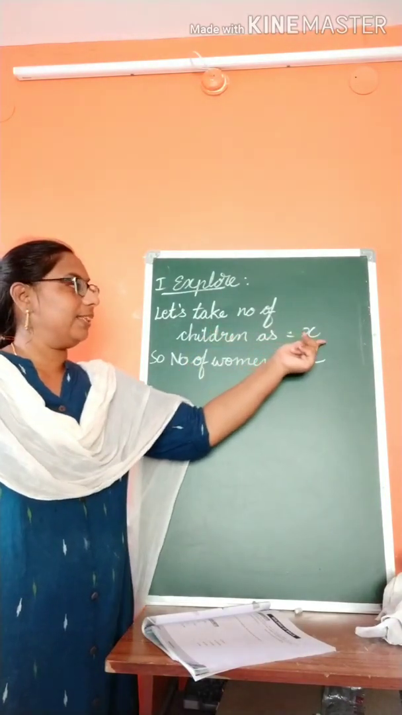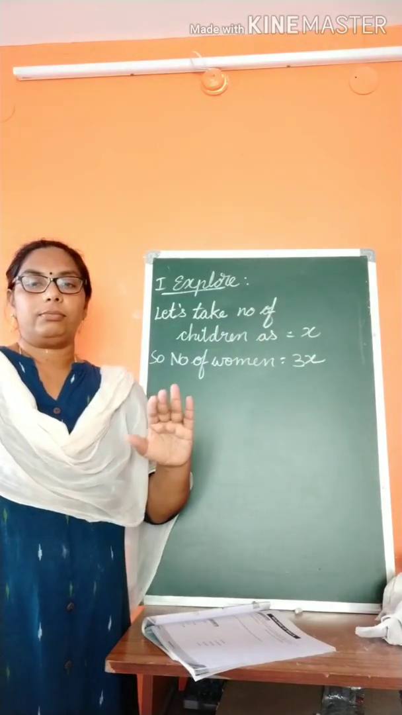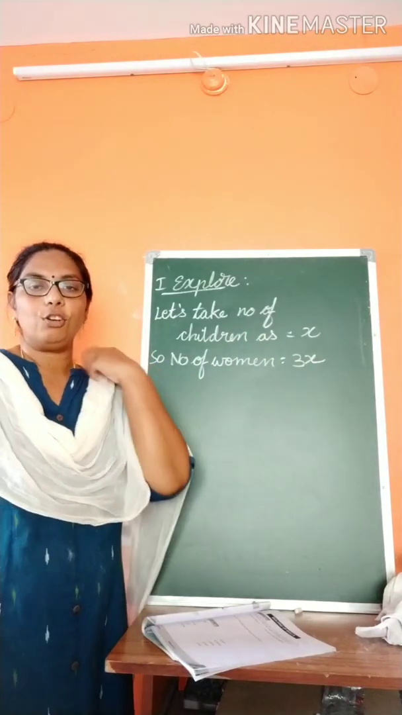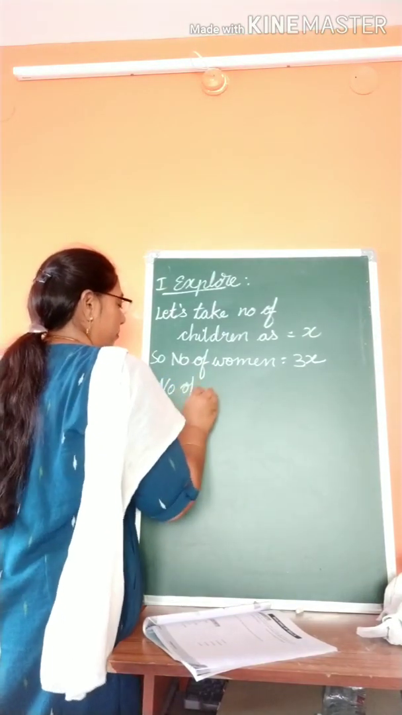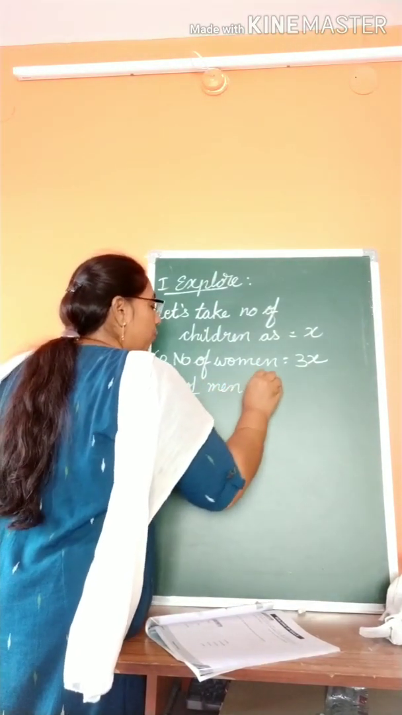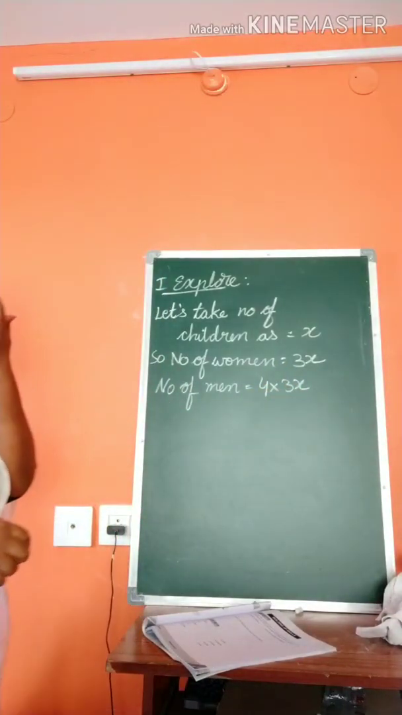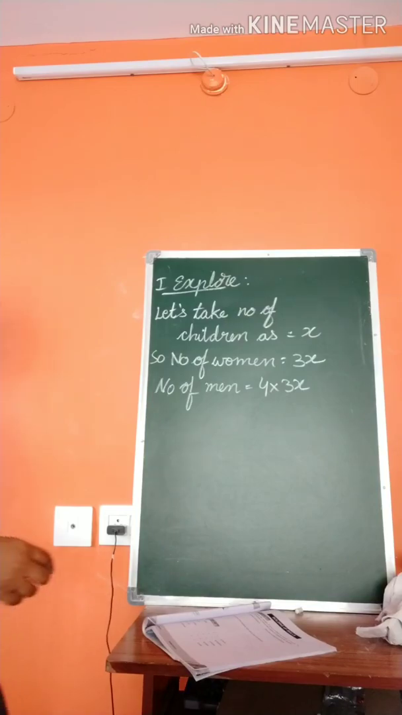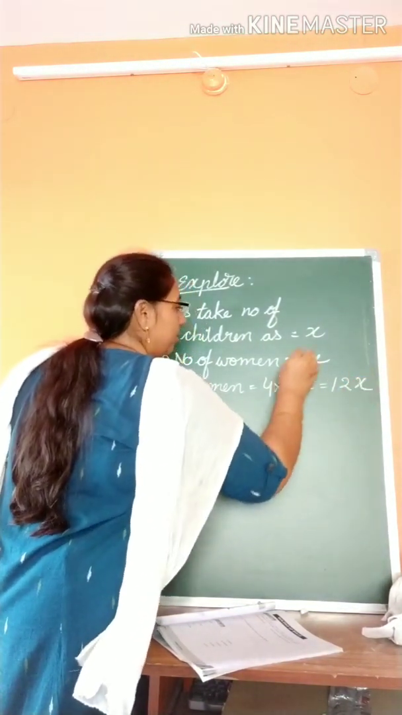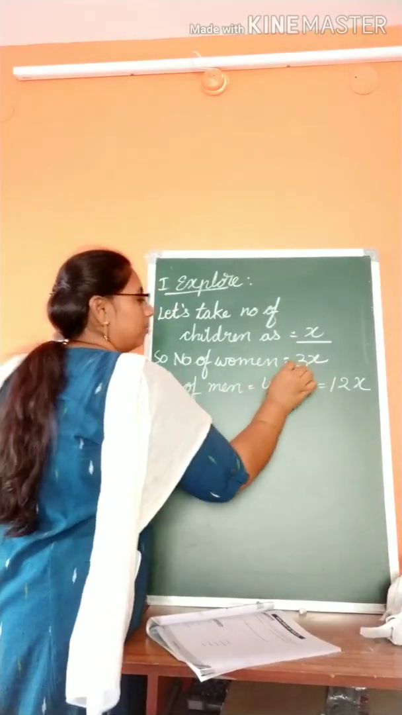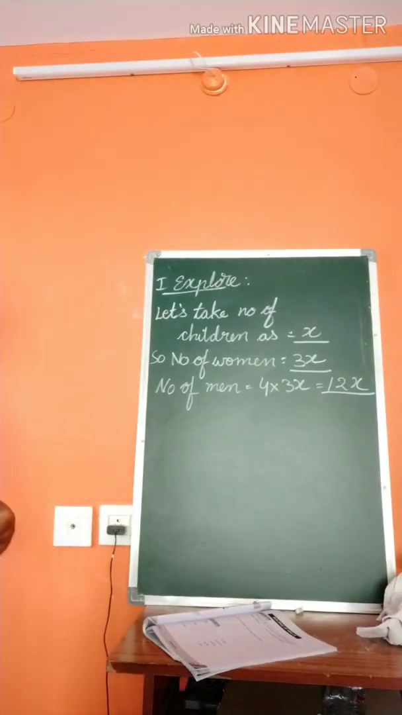Here we are not taking children. We have to take the number of women because they gave the comparison with women, right? So the number of men is equal to 4 times the number of women, means 4 into the number of women, which is 3x. So 4 threes are 12x. So the number of children is x, the number of women is 3x, and the number of men is 12x.